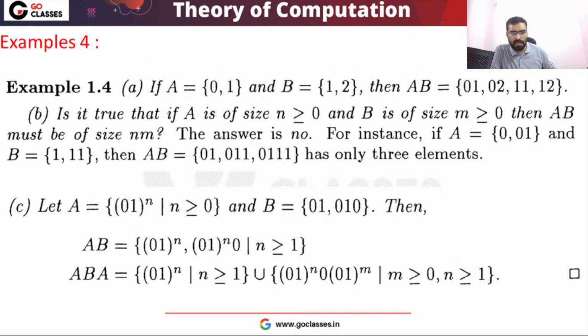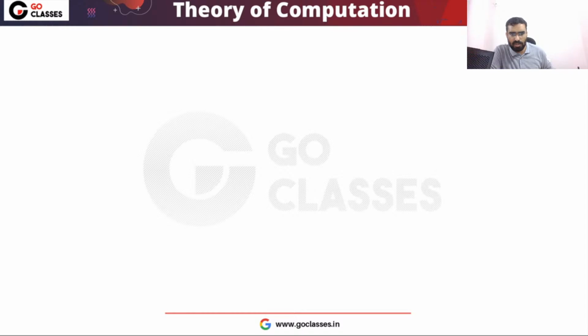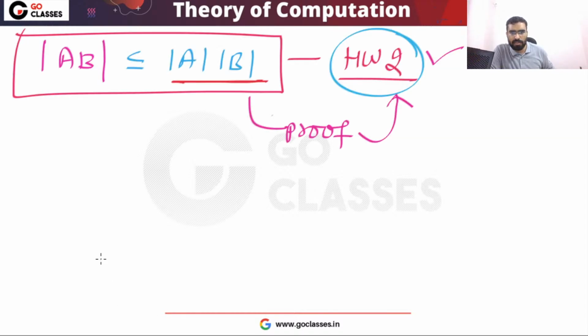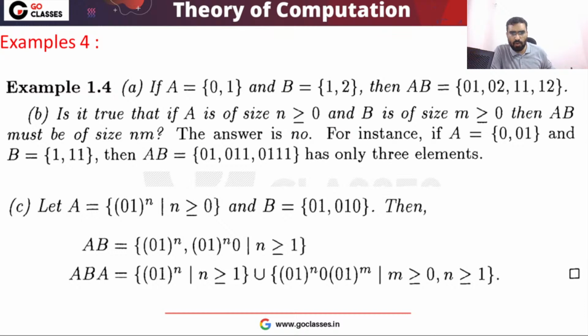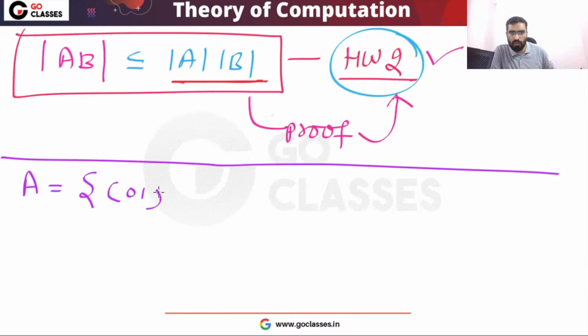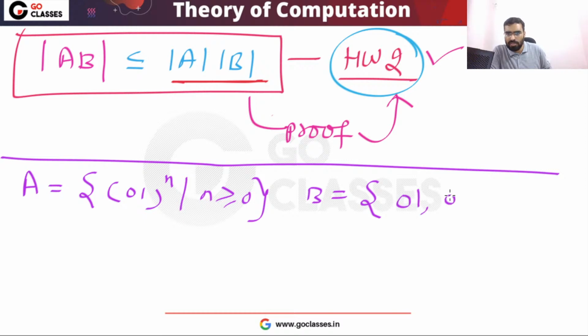Okay, next, let's see this question. This is A, this is B, then what will be AB and what will be ABA? Okay, let's see, this is a good question. So let's see this one. So you have this A is given to you. Okay, so A is 0 1 power n. Okay, what is A? You can notice A is 0 1 power n, where n is greater than equal to 0. And what is B? B is 0 1 0 1 0.